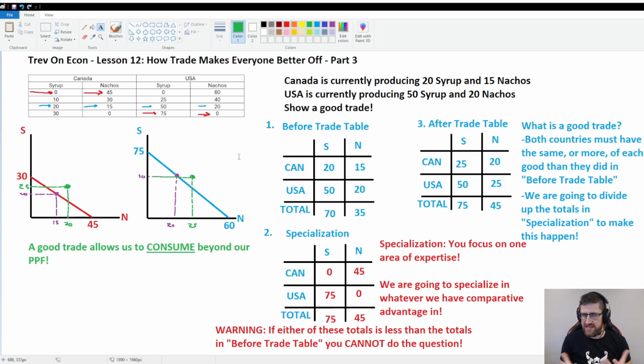But let's change the standards. Let's say instead of syrup and nachos, this is medicine and food. One country makes all the medicine, one country makes all the food, and they trade. What happens if that trade breaks down? If you can't access food or medicine and only have one of the other, you could be in a serious problem.